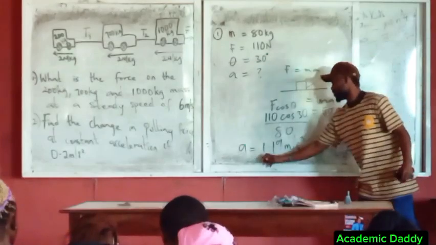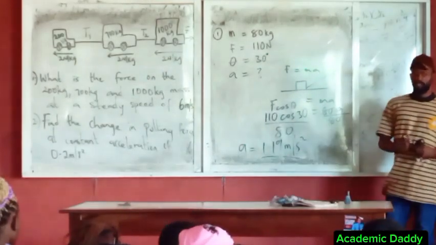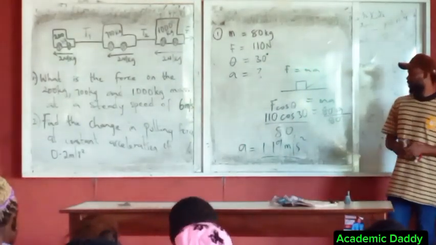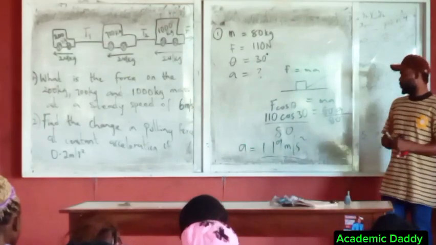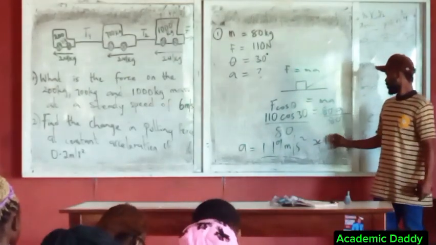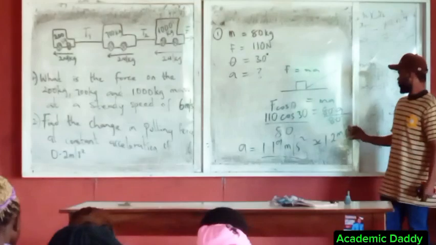Please, everybody punch. So you have 1.19. Okay, that means that this is approximately 1.2. Approximately 1.2 meters per second.